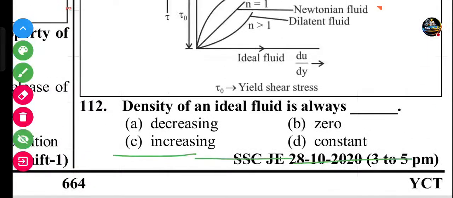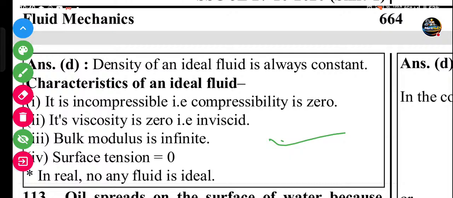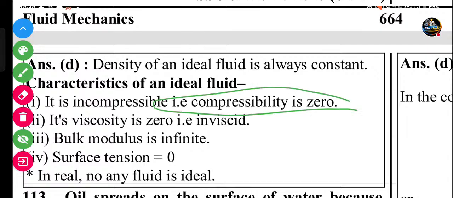Density of the ideal fluid is always constant. Characteristic of the ideal fluid: it is incompressible, that is, compressibility is zero. It is inviscid, bulk modulus is infinite, and shear stress is zero.